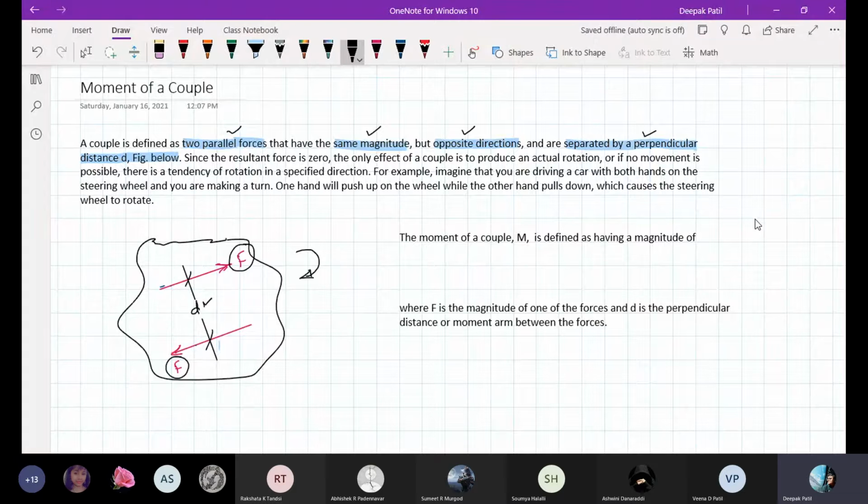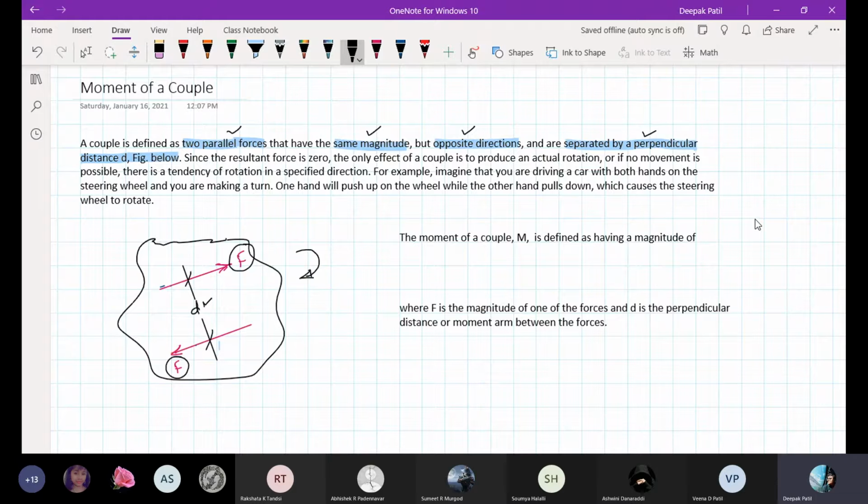Now, the best example could be, for example, you are sitting on the driver's seat in a car, right? And both your hands are on the steering. Suppose you want to take a left turn, then what will you do? Left hand you will pull down on the steering and the right hand you will push upward on the steering, right? So you are actually applying two forces equal in magnitude but opposite in direction, and they are separated by a definite distance. So this is the best example for a moment of a couple.